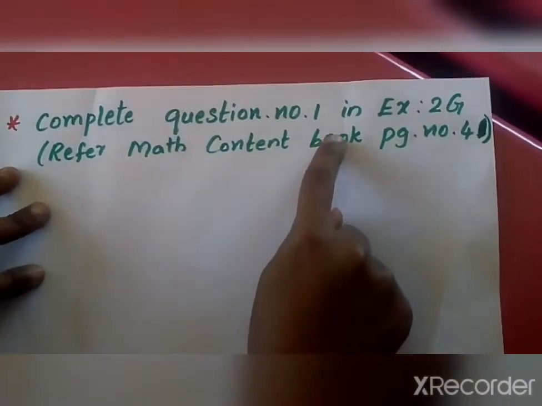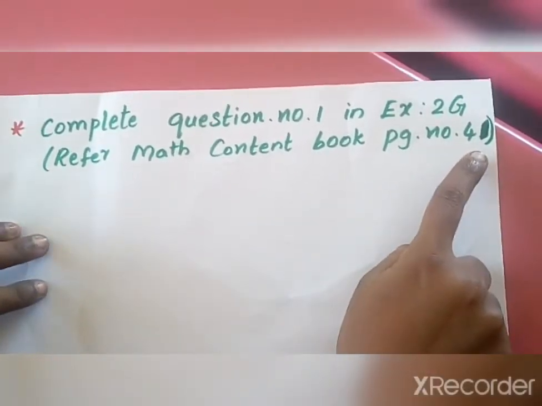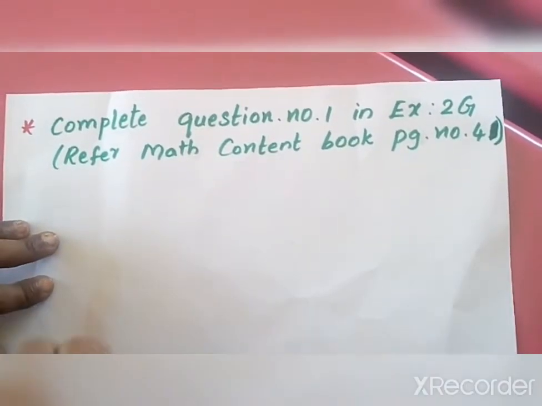And this is your second question. Complete question number 1 given in exercise 2G. You can refer to your maths content book page number 41 to get the question. So complete your homework.